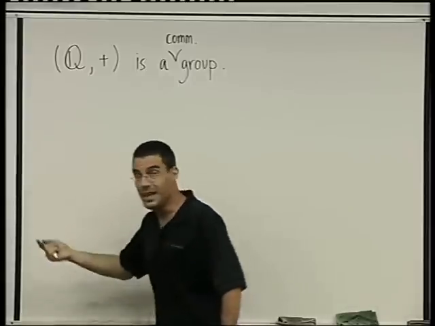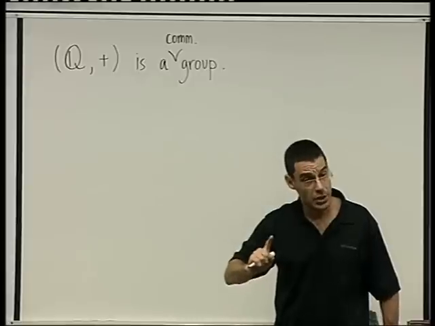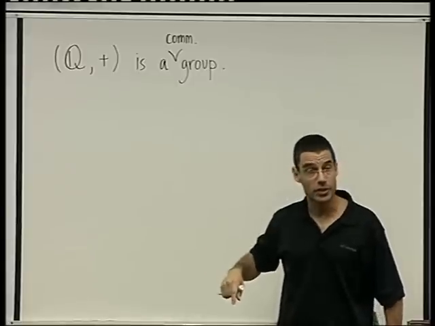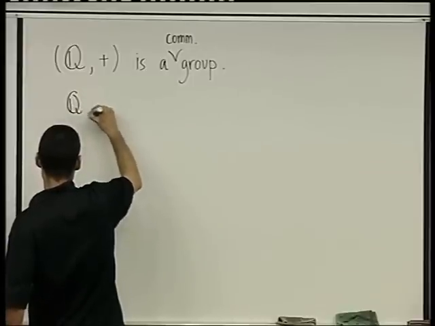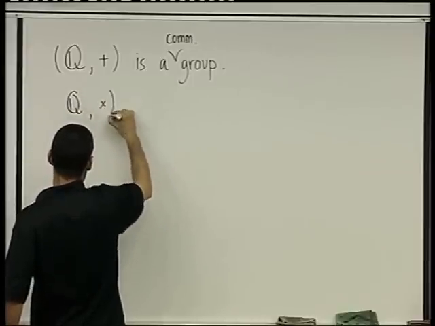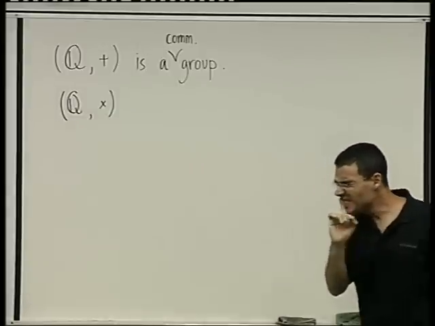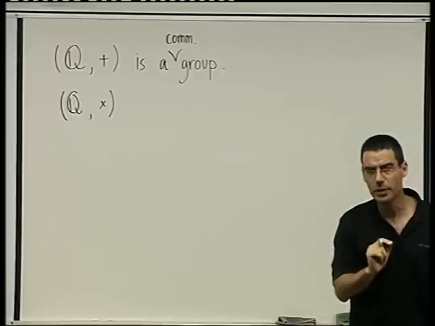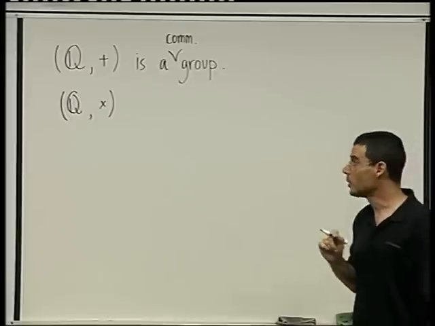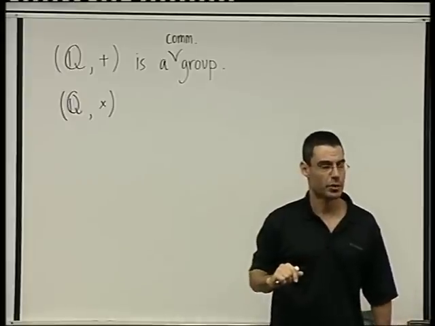Now, what we did is we threw in the inverses for the multiplication, right? Those are all these fractions here. So is Q with multiplication a group? And the answer is almost. Something still goes wrong there. And what goes wrong is that there is one single element which doesn't have an inverse.